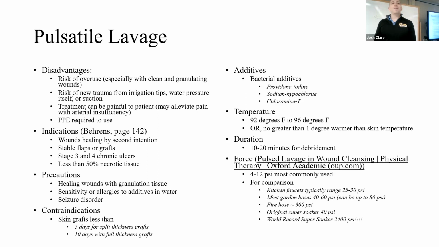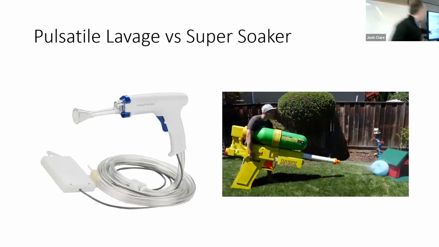And most importantly, the world record. This is what took me. The first 20 minutes was all that other data. Then the next 4 hours of my life was, I need to know more about this world record Super Soaker that has 2,400 psi, because we are going to blast some wounds with this thing. And that's what it looks like. That's the pulsatile lavage. And this is the world record Super Soaker, which I think we can add to the list of things we learned about today.